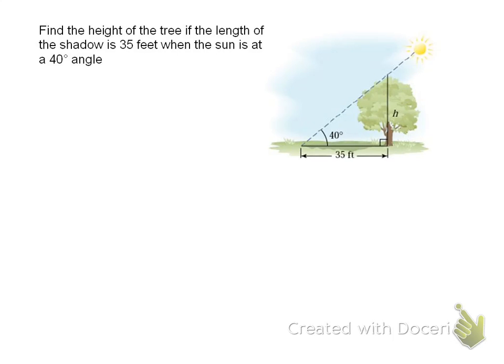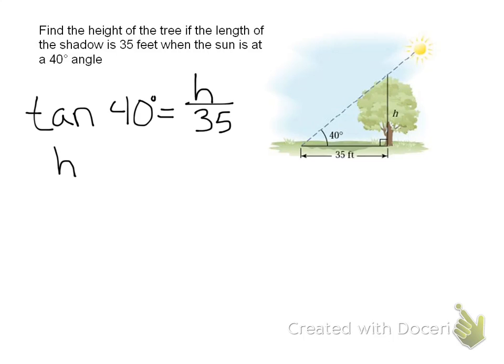All right, we're going to go ahead and pause this for a second. I want you guys to work the following out on your own. All right, so everybody should have written the following relationship down. The tangent of 40 degrees equals my unknown height over 35. So when I take the tangent of 40 and then multiply by 35, what do I get for my height? Good, 29.37 feet.